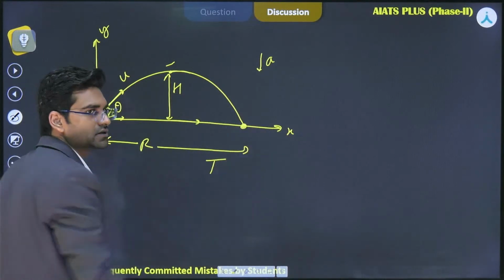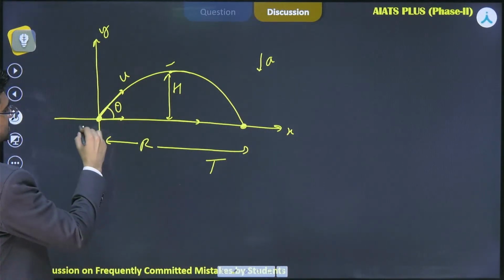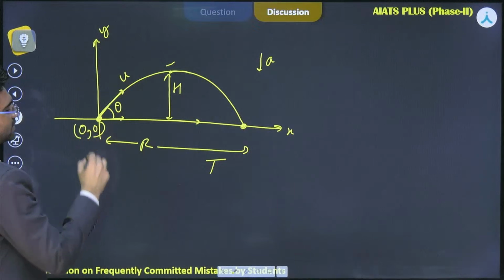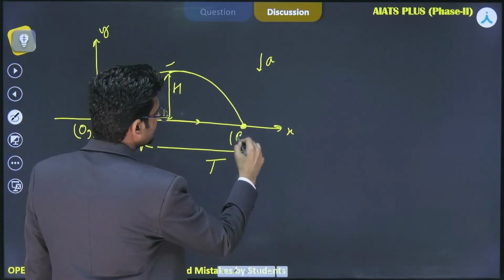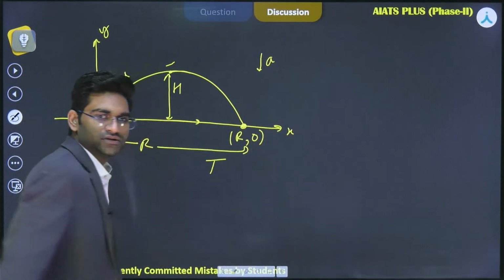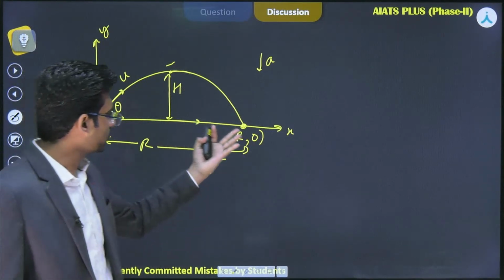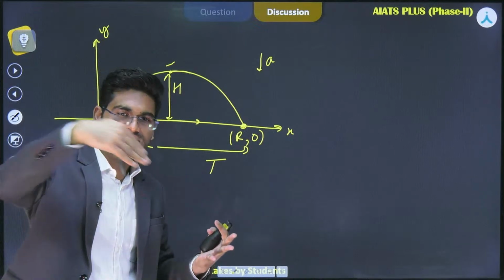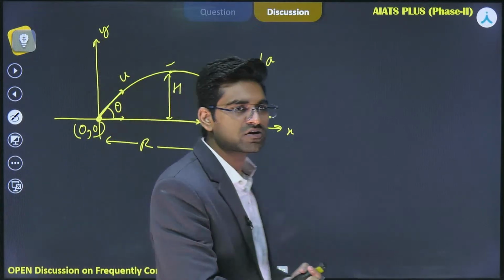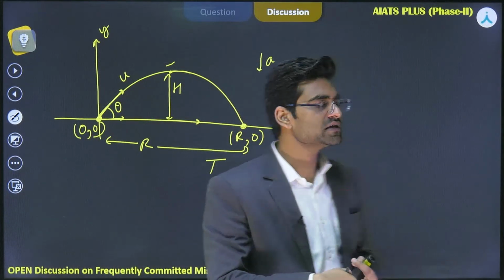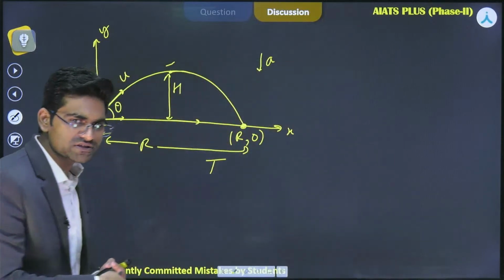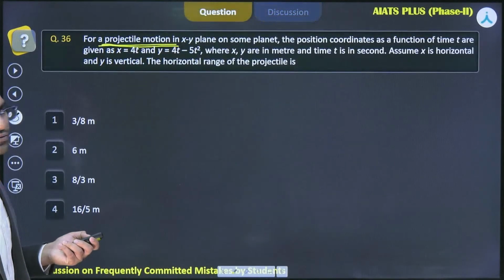What will happen here? As you can see, this is (0, 0), right? This is again, this will become (R, 0). So at the point of range, when it strikes the ground again, its y coordinate will become 0. How can I use that concept here?